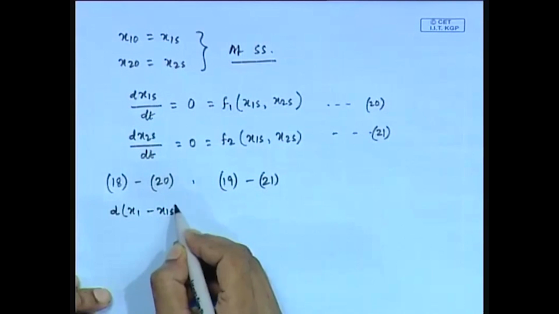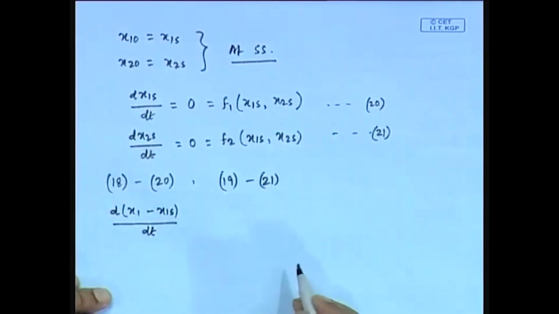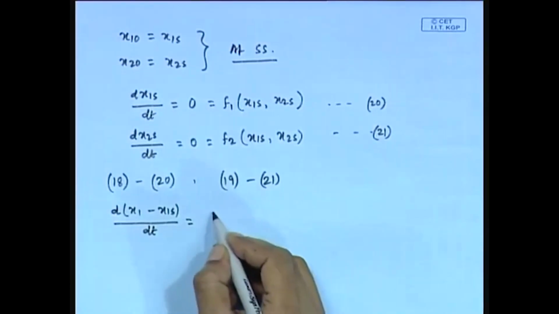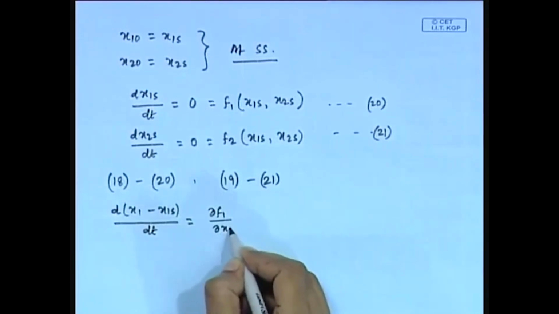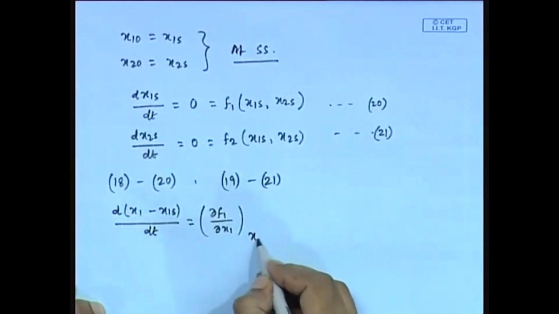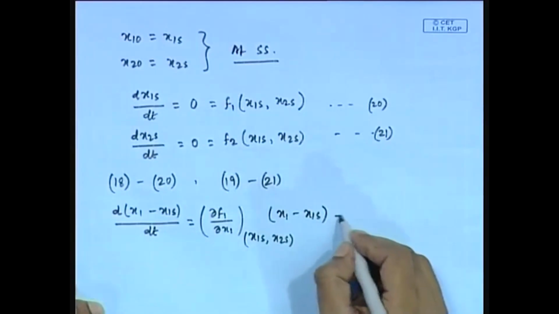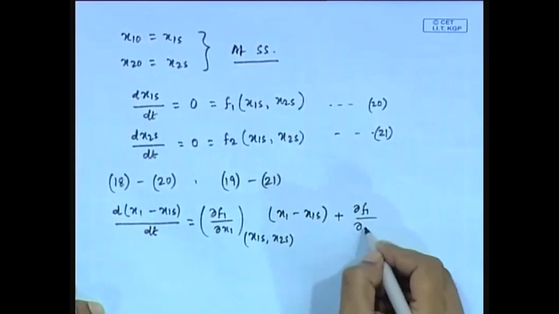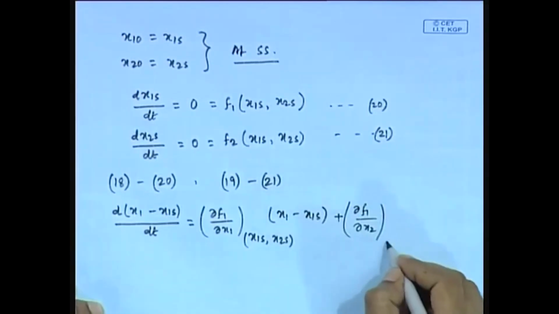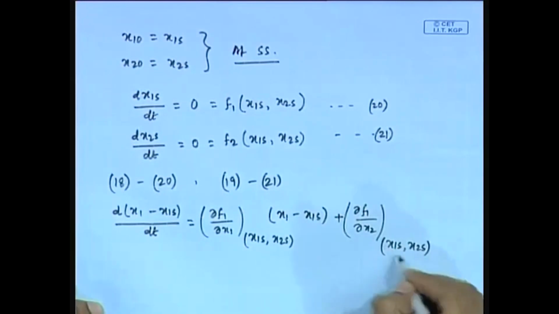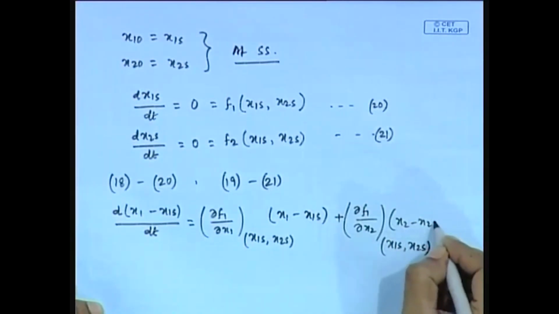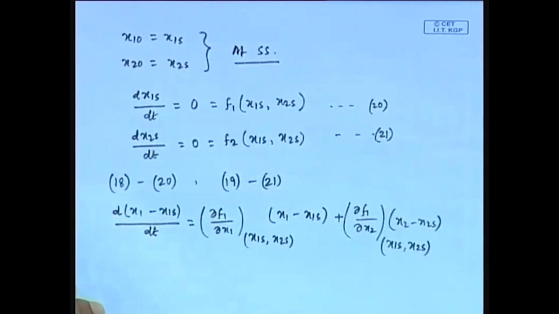d(x1 minus x1s)/dt equal to the partial derivative of f1 with respect to x1 at x1s, x2s times (x1 minus x1s), plus the partial derivative of f1 with respect to x2 at x1s, x2s times (x2 minus x2s). Fine. So, we will give this an equation number, say equation 22.